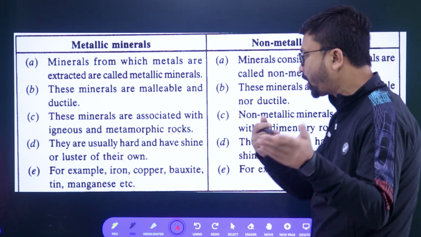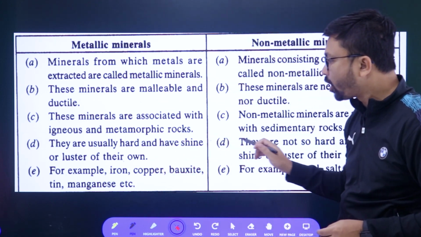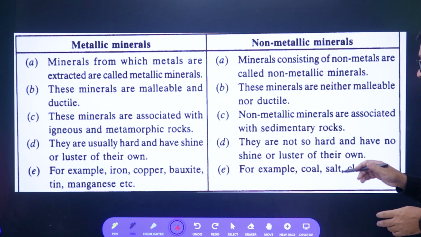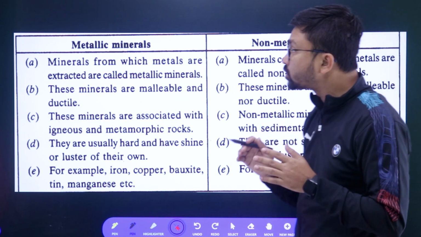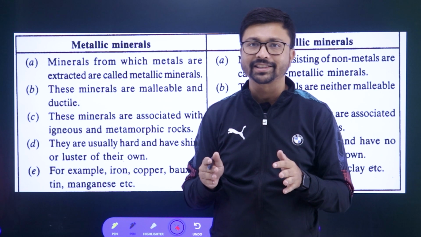Next, for example, what we have already discussed: iron, copper, bauxite, tin, manganese, etc. And non-metallic ones are coal, salt and clay. Those are the non-metallic minerals.